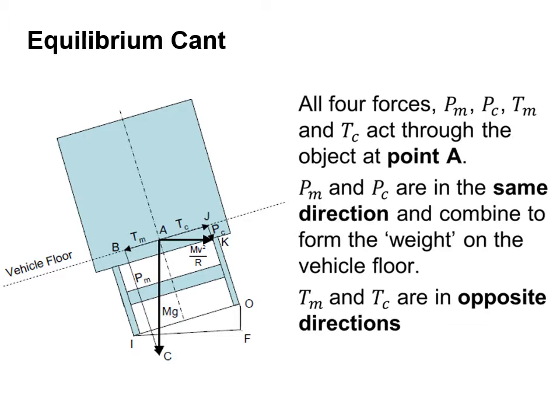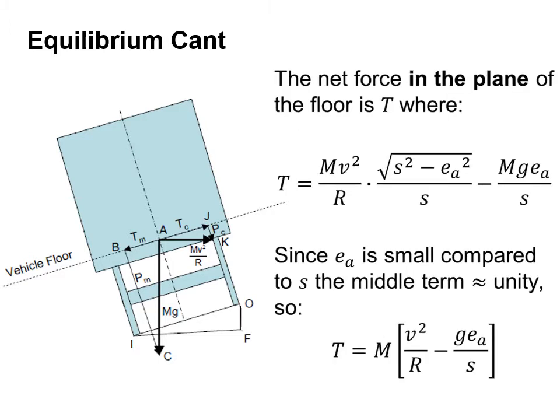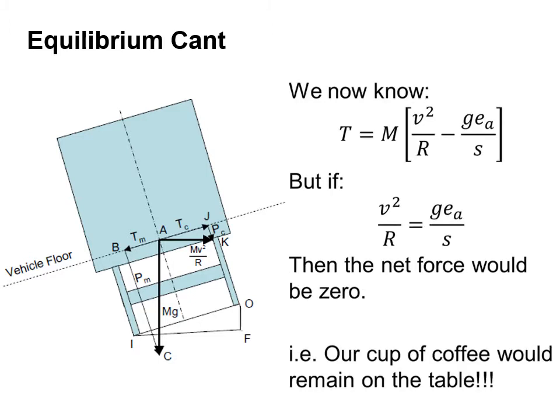So we've got all four forces acting through the object at point A. P subscript M and P subscript C are in the same direction and combine to form the weight on the vehicle floor. T subscript M and T subscript C are in the opposite directions. So the net force on the plane of the floor is T. And since the cant is small compared to S, the middle term tends to unity. So we can calculate T. So we now know the net force on the plane of the floor, T.